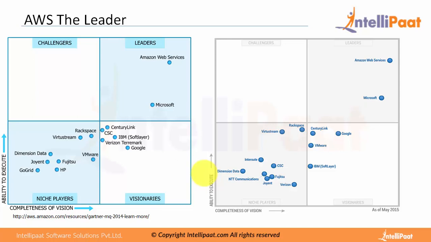This is the Gartner chart which shows where each cloud offering stands. Amazon has been the leader for the last 5 years. People are moving toward the visionaries quadrant, but they have not crossed Amazon.